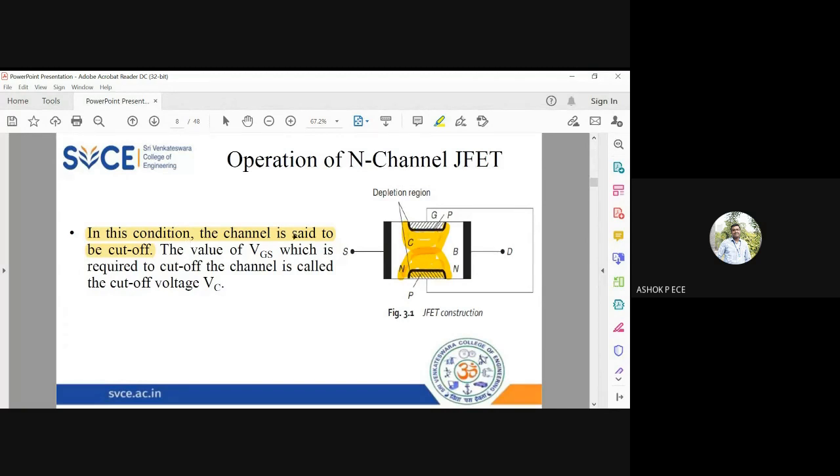So in the JFET, the channel is said to be cut off. Cut off means at this point, the channel will not be able to conduct any current. So that value of V is called the cutoff voltage VC.